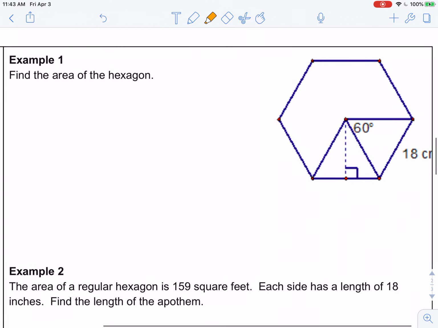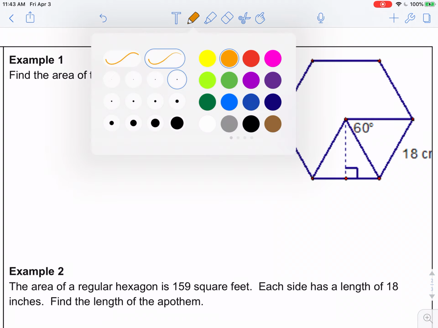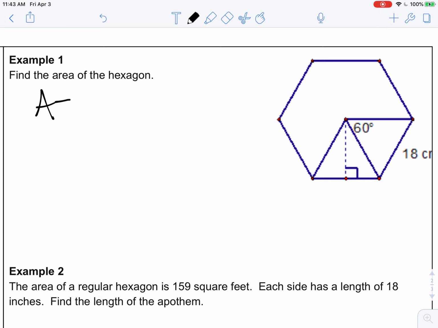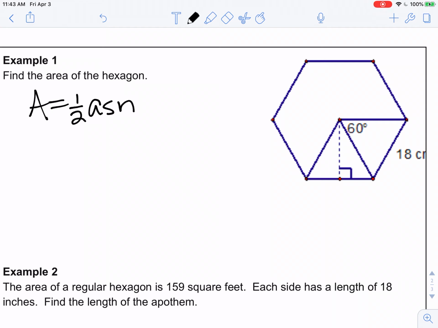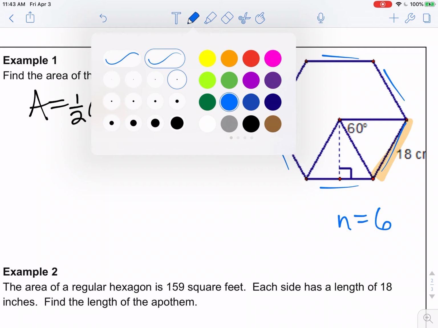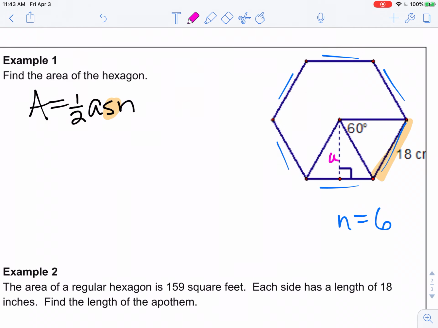All right, so in example number 1, we want to find the area of the hexagon. And again, we're thinking area is equal to 1/2 ASN: apothem, length of each side, times number of sides. Some of these things we can grab right away, other things we are going to need to calculate. So the first thing I'm going to notice is that the length of each side is 18, so I'm going to plug that in for S. And if I count them up, I have 1, 2, 3, 4, 5, 6 sides, so N is going to be 6. But my trouble here is how to find the length of my apothem.